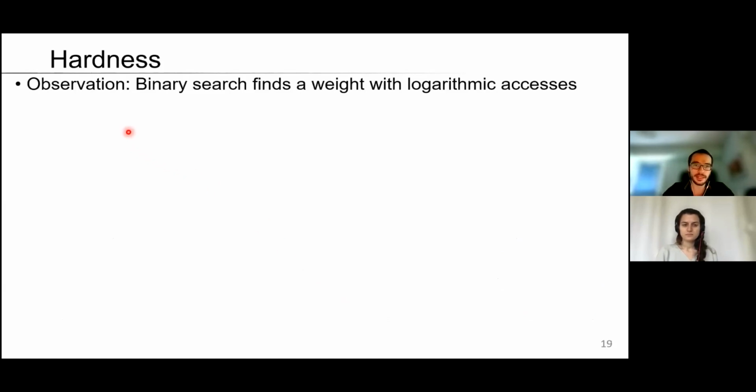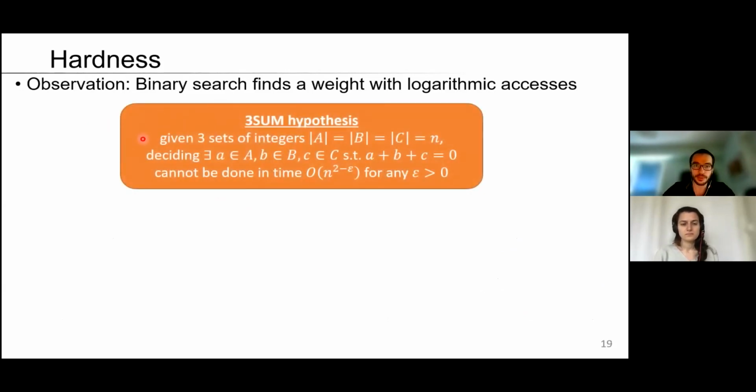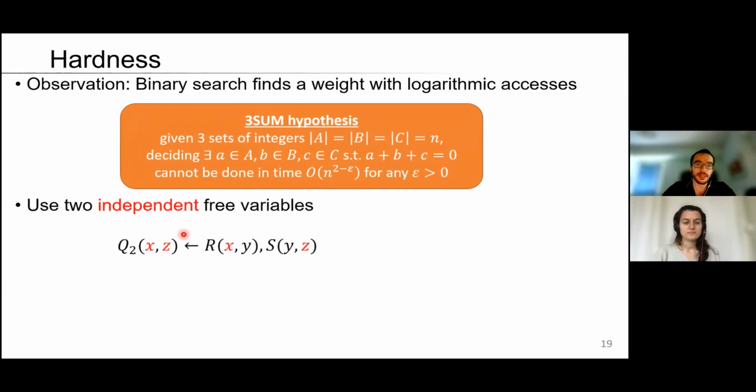For the hardness proofs, the main observation is that with binary search, we can find a specific weight. So we use the three-sum hypothesis, which says that for three sets of integers A, B, and C of size n, we can't find a triplet that sums up to 0 in time n to the power of 2 minus epsilon. For the reduction, we use two independent free variables, where these are variables that do not appear together in one atom. And so they can independently take all the values of A and B.